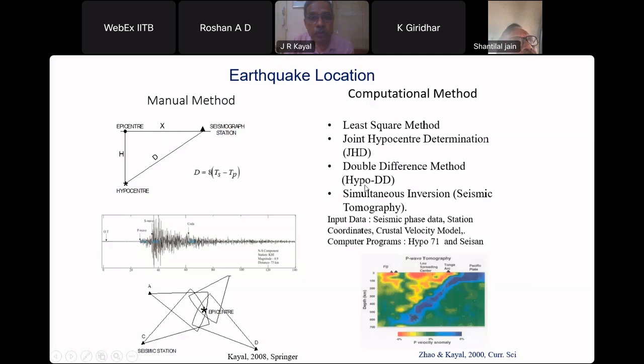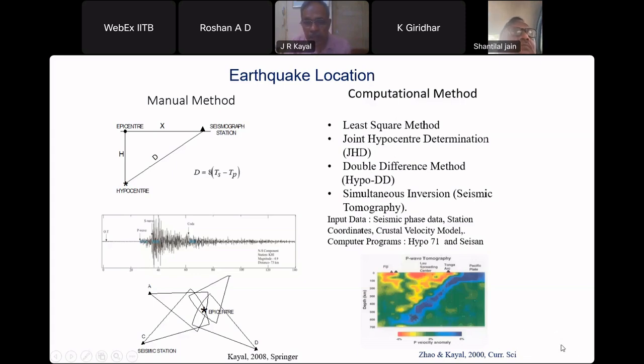I cannot go into details of each method, but I just want to tell you that we can do much better location. This is routine location, and there are further precise locations by the double difference (DD) method and the simultaneous inversion method. It means you can simultaneously locate the earthquakes and image the earth structure below your network.